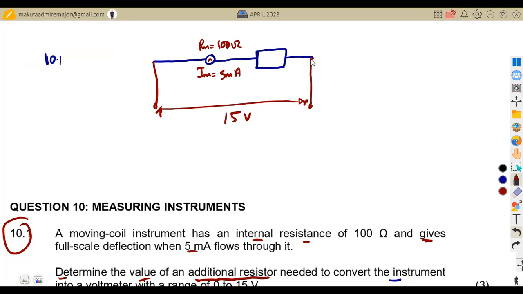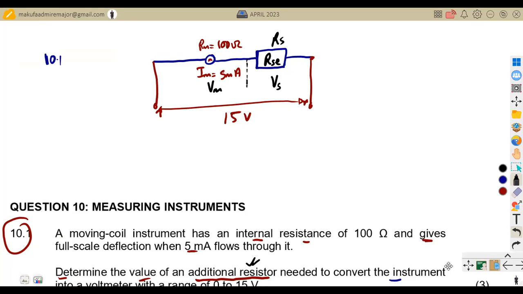That is the whole idea of the information you are given. This is our series resistor. We are going to have a voltage drop across the series resistor, and also a voltage drop across the meter. We are asked to determine the value of the additional resistor. So what is the value of RS in this case?